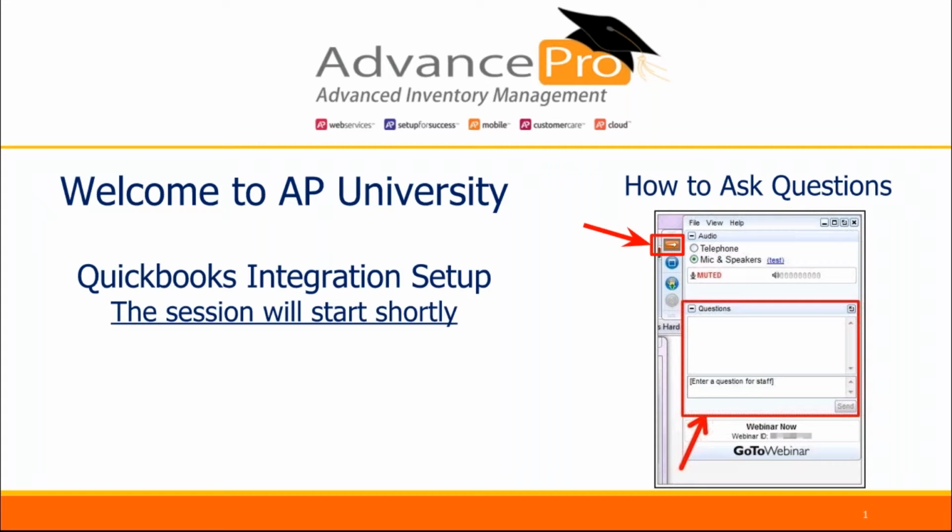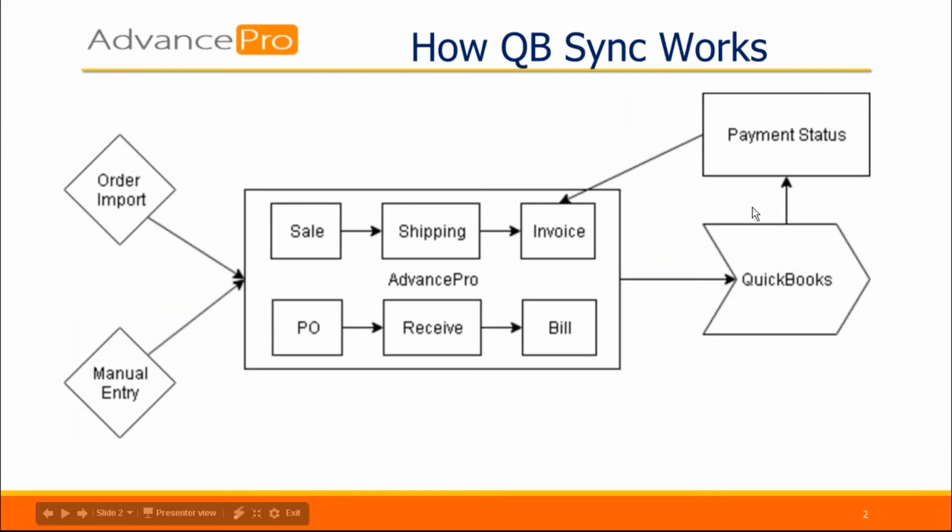Today we're going to be discussing the QuickBooks integration settings and how to configure them for a basic setup. So enabling the QuickBooks Sync will allow you to keep QuickBooks up to date with any interactions that have happened in AdvancePro. So this eliminates the need for any double entry. If you're setting up a new AdvancePro company and have existing data in QuickBooks, you can also perform a one-time import of customers, vendors, and products from QuickBooks into AdvancePro.